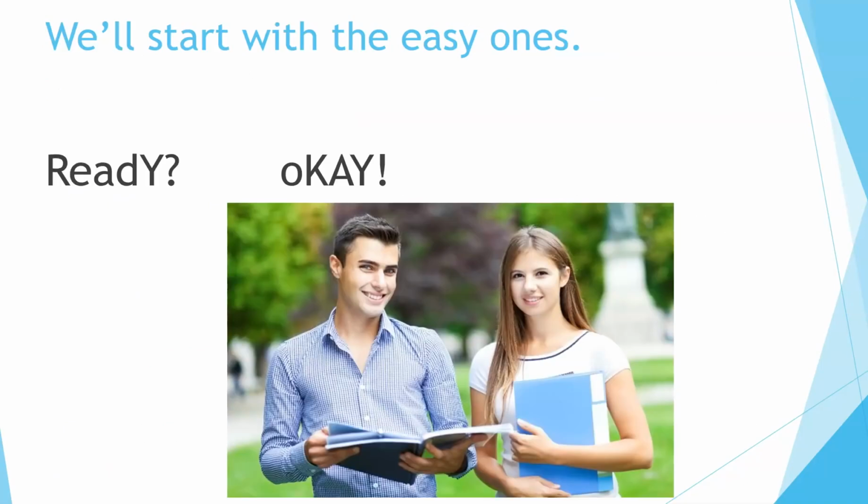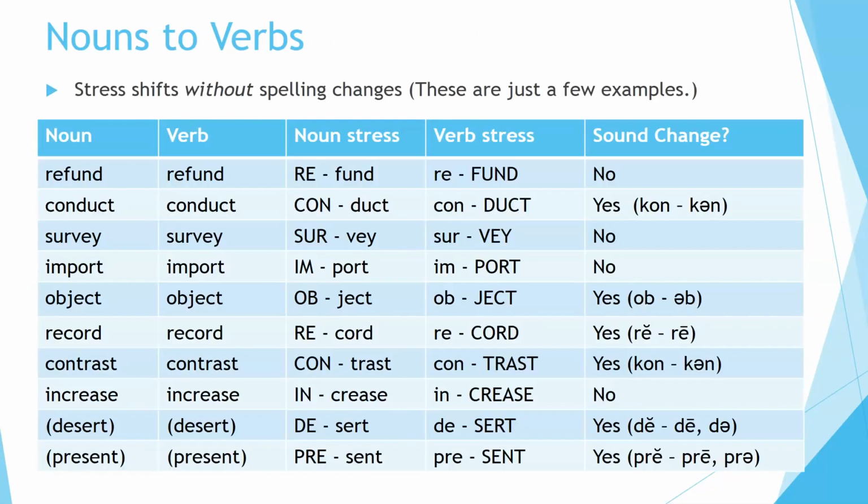We'll start with the easy ones. Ready? Okay. Nouns to verbs. Stress shifts without spelling changes. These are just a few examples. I'm going to read from top to bottom in the first two columns, the nouns and the verbs. Then I will read from left to right in columns 3 and 4 to show you the contrast.